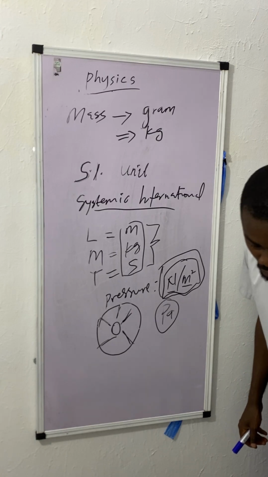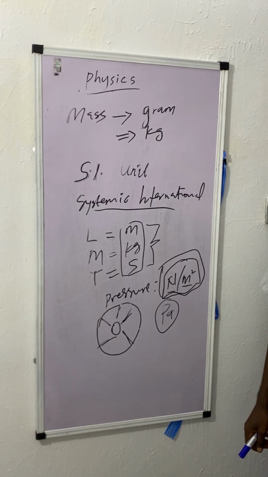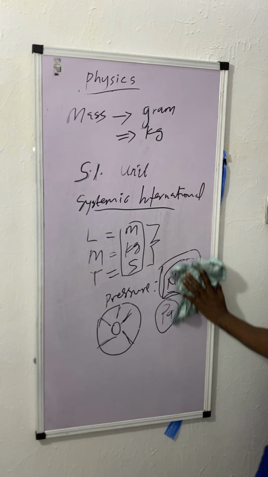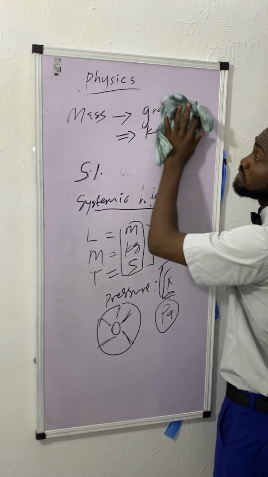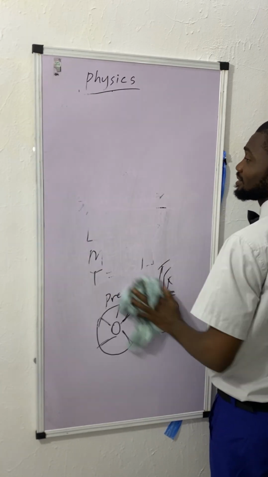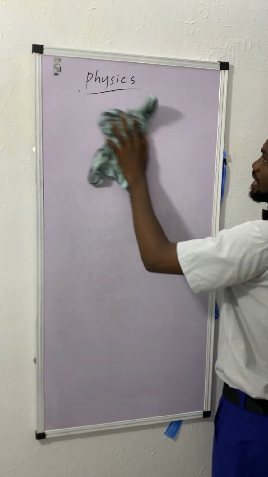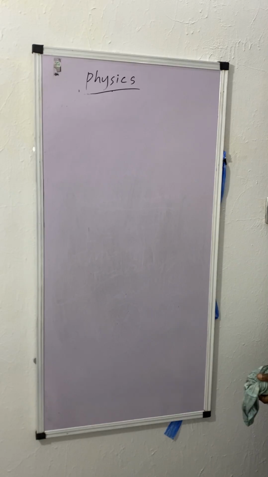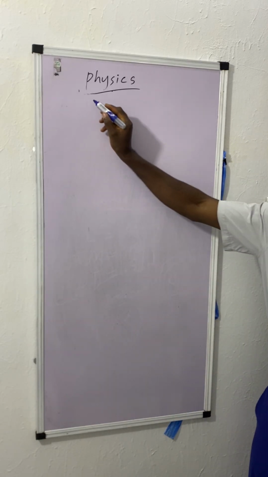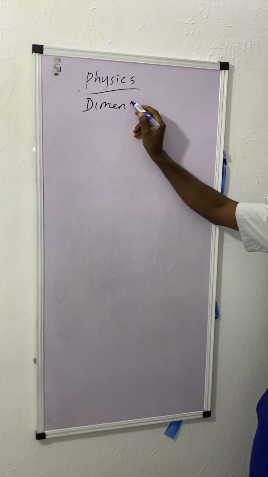Moving on to the next, we are looking at dimension. Straight up, dimension. Dimension is a very easy thing in physics. In fact, dimension is one of the easiest topics in physics involving calculation. Trust me, it's one of the easiest. How do we do dimension? First of all, we have to understand what dimension is. What is dimension in physics?